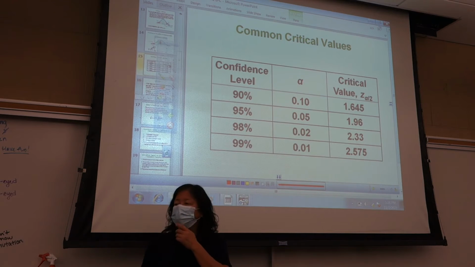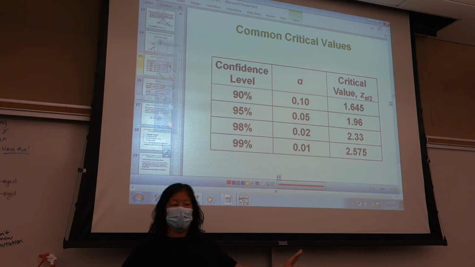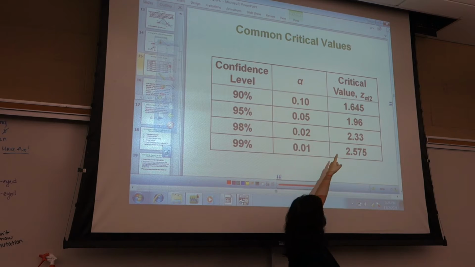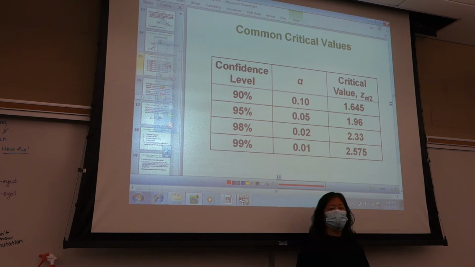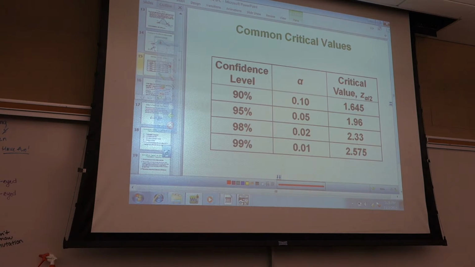Okay, maybe I'm not speaking clear enough. If it's a 95% confidence interval, 5%. What's my alpha? 0.05. 5%. And then my critical value is 1.96. If I had a 90% confidence interval, what would be my alpha? 10%. Then what would be my critical value? 1.645. Right, the one that matches up with that.